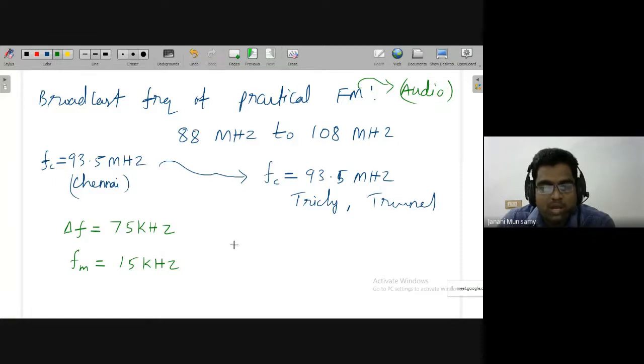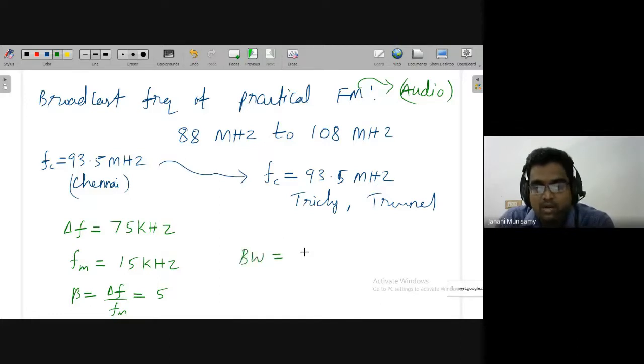Now we can calculate beta. Beta is equal to del f divided by fm, which gives 5. So for the practical case, the modulation index beta is 5. Then what is the bandwidth? If we know beta, we can easily calculate the bandwidth, or otherwise 2 times (del f plus fm). 75 plus 15 is 90k, so 180k is the bandwidth of each operator.